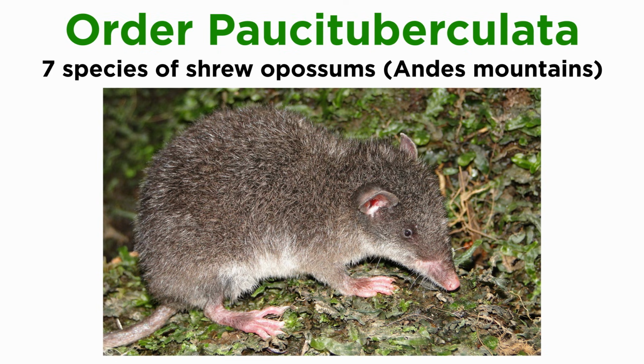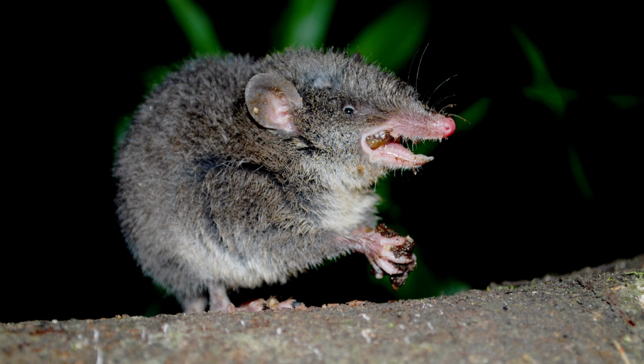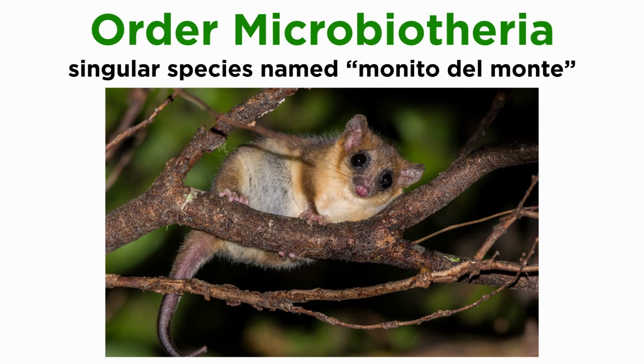Meanwhile, order Paucituberculata includes just 7 extant species of shrew opossums found only in the Andes Mountains of South America. Superficially, they resemble placental shrews, though they are not closely related to them. They are, however, about the size of a small rat with thin limbs, a pointed snout, and a slender hairy tail.